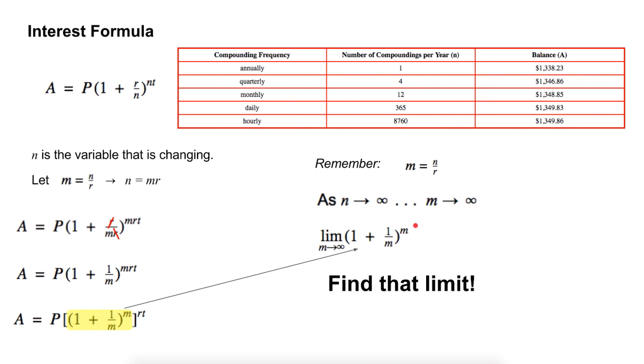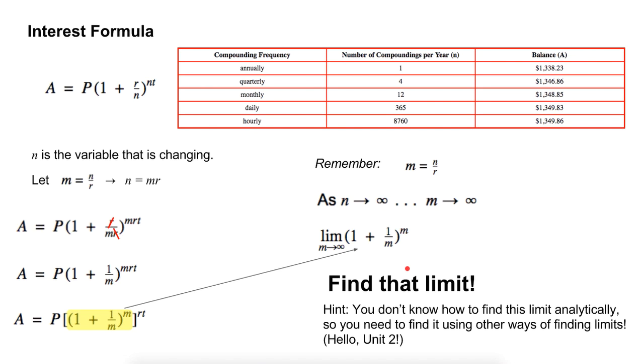That's your job. Now, I'm going to give you a hint. This is not a limit that you know how to find analytically. So luckily, in Unit 2, we learned several other ways to find the value of a limit, even if we couldn't evaluate it analytically. So if you need to review Unit 2, how do we find limits when we don't know how to evaluate it analytically? And we're looking, remember, as M goes to infinity, so think about what that's going to do. Then answer the questions in the homework form after you have found that limit.